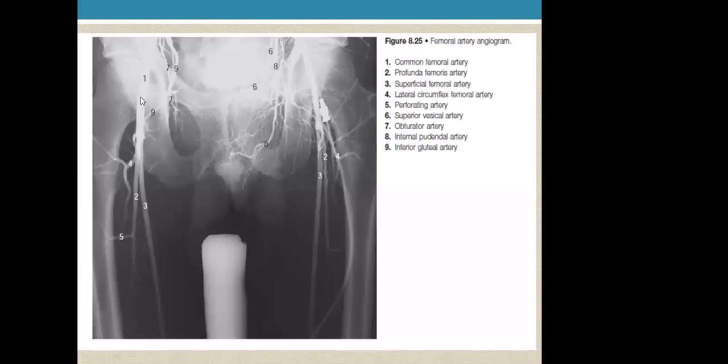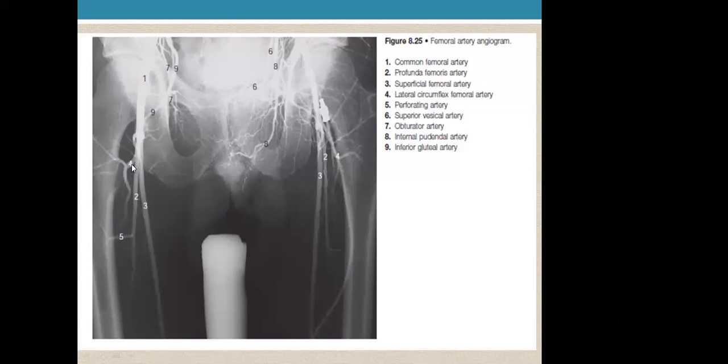This is the femoral artery. Here we can see the profunda femoris artery. This is the profunda, which has many branches here. But the superficial femoral artery has no branches in this area. You can see it right here.